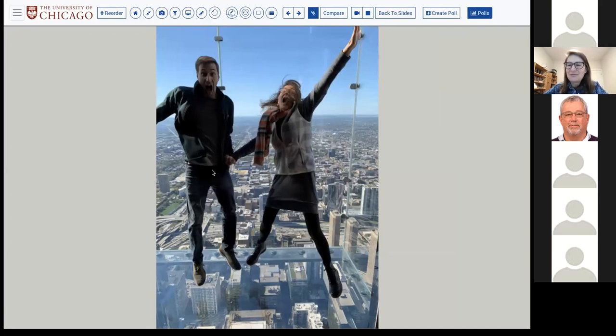Any of you who have been to Chicago and have ever visited the now Willis but formerly Sears Tower may have stepped out onto the ledge and jumped. And so today, hopefully we won't be quite that scared about salivary biopsies, but I thought this was a fun little activity that we did not too long ago.